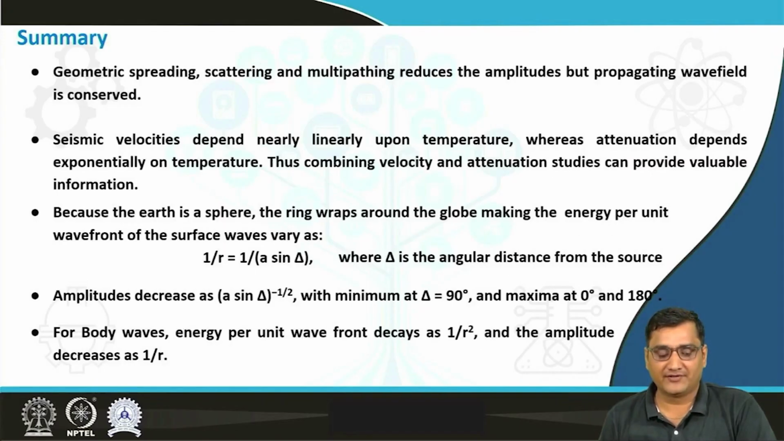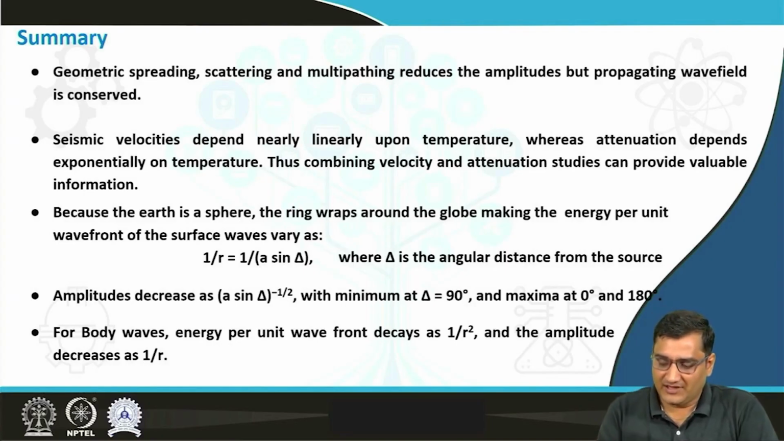Geometrical spreading is one of the ways of attenuation. We studied various processes through which attenuation may occur, one of which is geometrical spreading, another is reflection and transmission, third is scattering, fourth is multipathing, and the fifth is intrinsic attenuation or anelasticity.